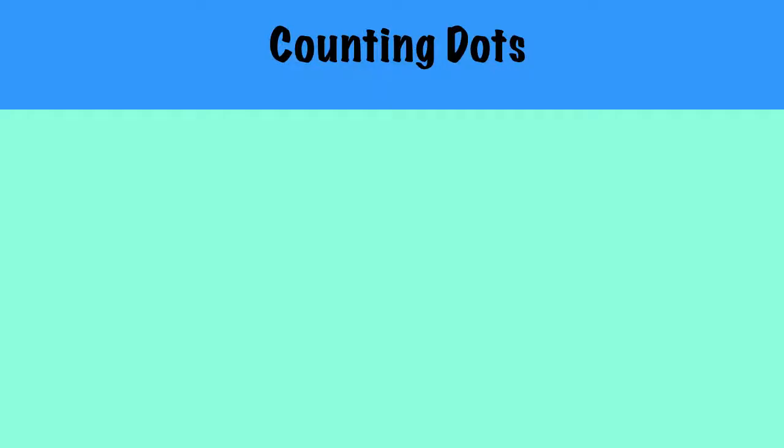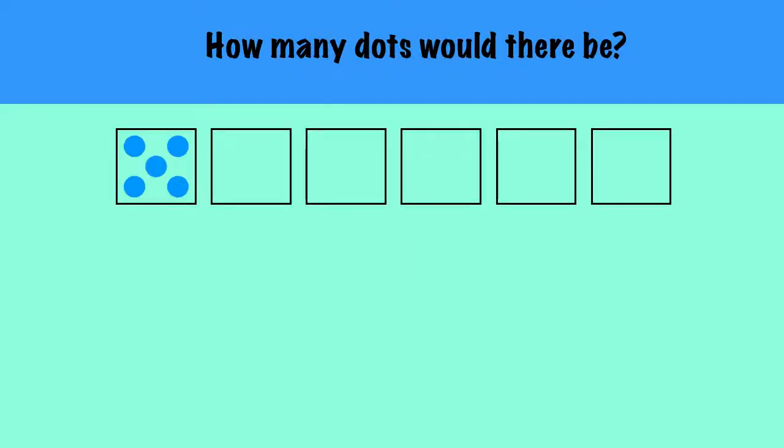Today you will see some dots on a screen, like this one. However, today some of these dots are going to be missing from the picture. Your goal is to figure out how many dots there would be in each image if we filled in all of the missing dots. Let's start with our first challenge. Ready, set, go. How many dots would there be if all of these groups were filled in?